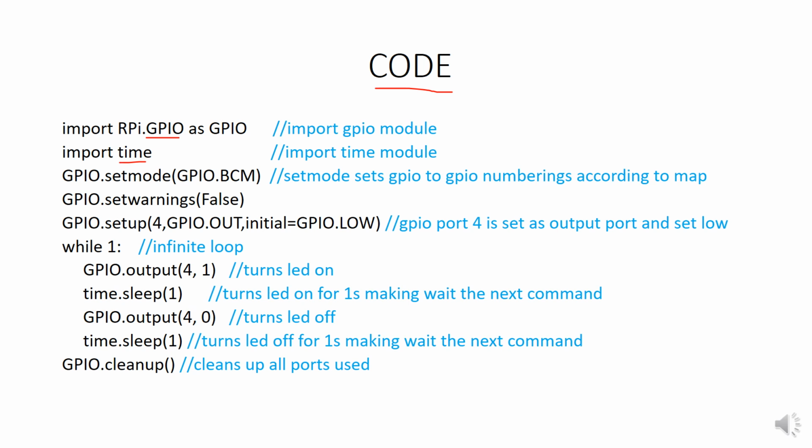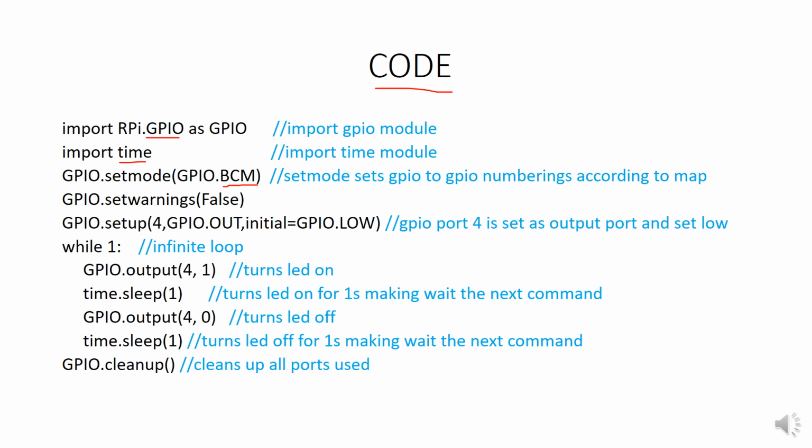Then I am setting the mode of GPIO to BCM. So BCM will be calculating the GPIO pin numbers using GPIO pin numberings like GPIO 4, GPIO 1, GPIO 2, like that. Then I am setting the GPIO warnings to false.